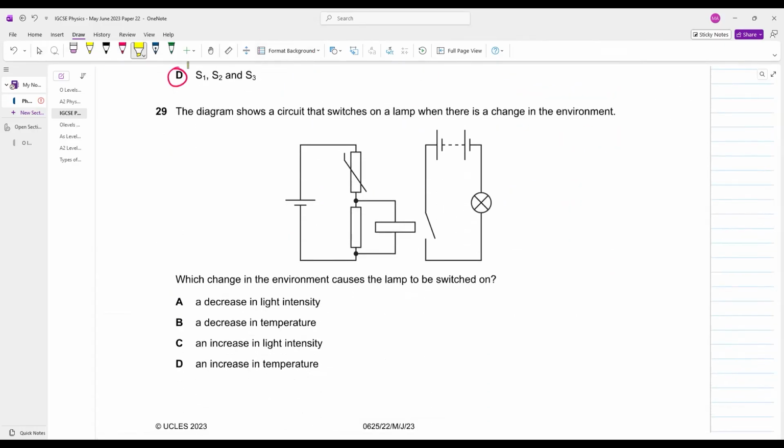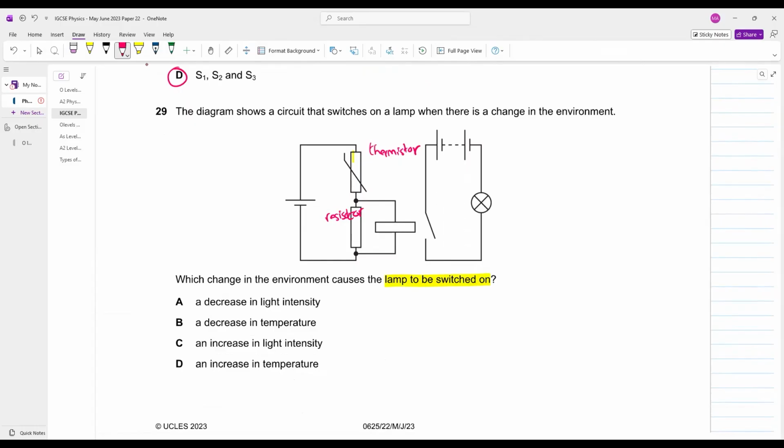The diagram shows a circuit that switches on a lamp when there is a change in the environment. Which change in the environment causes the lamp to be switched on? First of all, देखो लगा हुआ क्या है. This is a thermistor. This is a normal resistor. This is a relay. You can say this is your lamp.